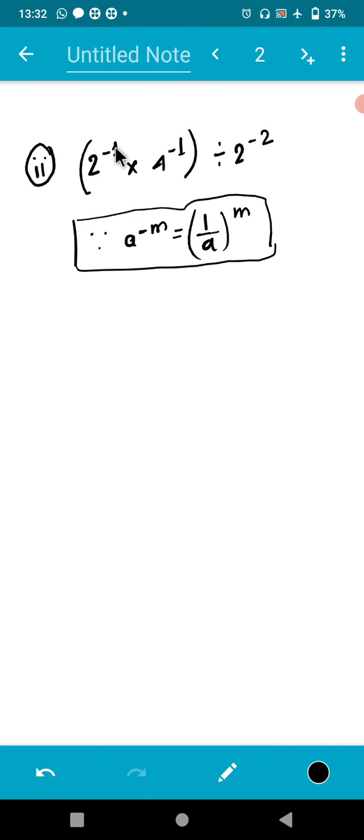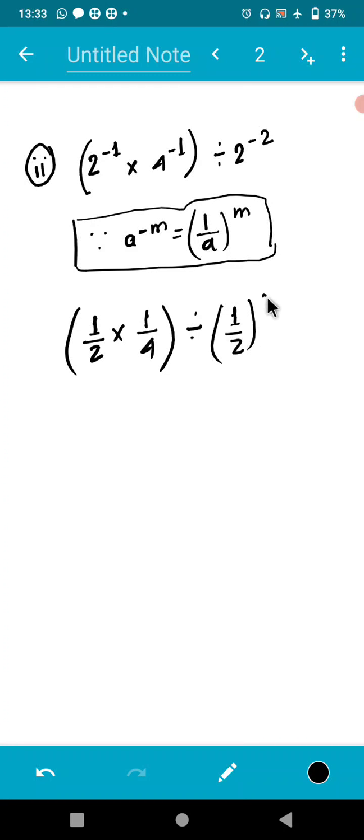So 2 has a minus power, so to make it positive we have to take the reciprocal of 2. What is the reciprocal of 2? It is 1 by 2. Since the power is 1, I am not writing it. 4 has a minus power, so what is the reciprocal of 4? It is 1 by 4. Again we have 1 as a power, so I will not write it. So divided by 2 to the power minus 2, we will write 1 by 2. Since now the power is 2, we have to write it down.